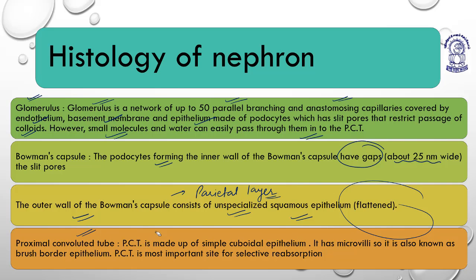Proximal convoluted tubule, PCT, is made up of simple cuboidal epithelium. Very important, simple cuboidal epithelium. The Bowman's capsule leads into the proximal convoluted tubule that is lined by a simple cuboidal epithelium bearing a brush border. Very important, bearing a brush border. So it has microvilli, so it is also known as brush border epithelium. These microvilli are finger-like projections at the free end, which increase the surface area for reabsorption.